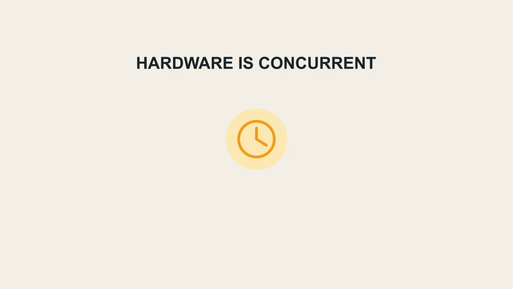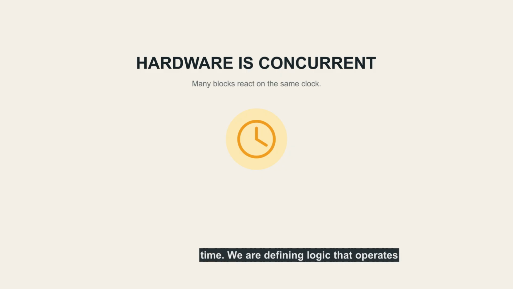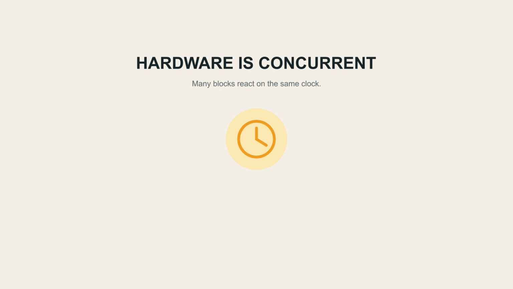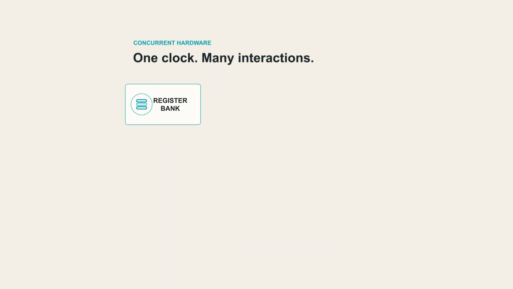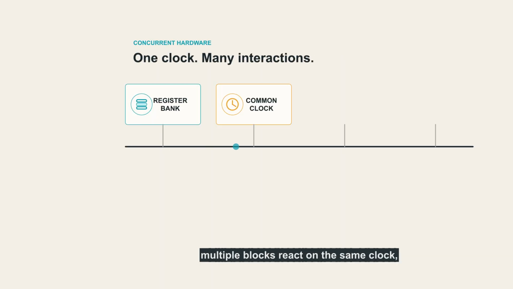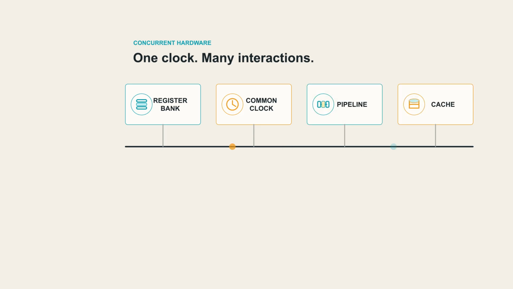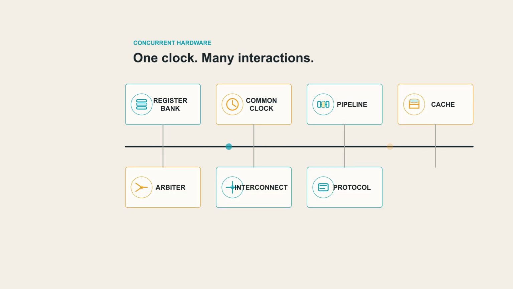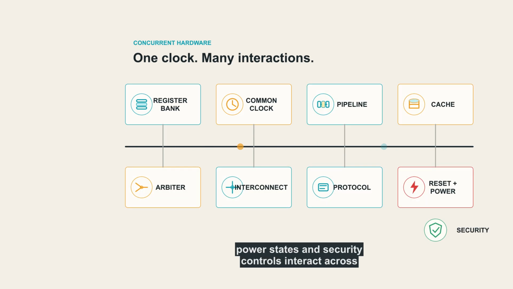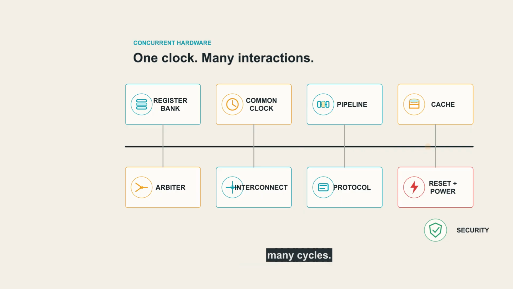When we describe hardware, we are not writing a list of instructions that runs one line at a time. We are defining logic that operates concurrently. Registers preserve state, multiple blocks react on the same clock, and pipelines, caches, arbiters, interconnects, protocols, resets, power states, and security controls interact across many cycles.